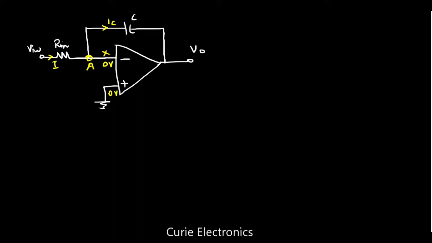Now, what you have to do? We have to apply the KVL. Let me write it here. Apply KVL at node A. Node A, we are going to apply the KVL at node A. So I is the incoming current. Incoming current equal to outgoing current. That outgoing current is IC.